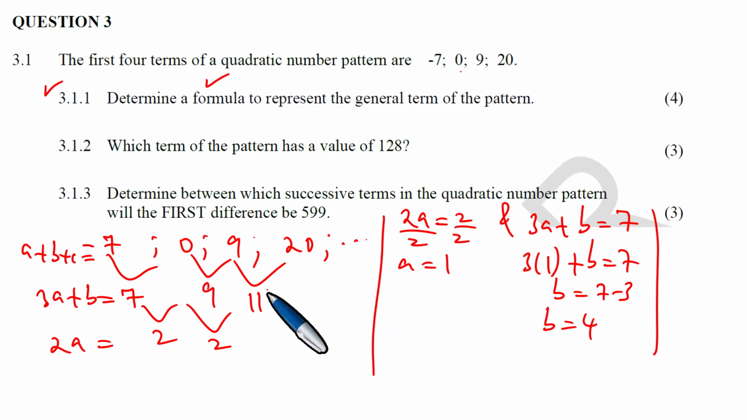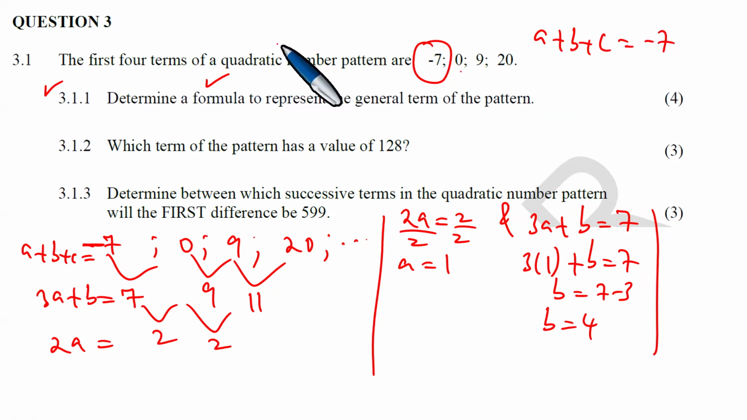And we have the last but not the least, which is a plus b plus c equals minus 7. Take note of the fact that this is the first term of the quadratic number pattern. So we have a plus b plus c, and this equals minus 7. Always when dealing with quadratic number patterns, this procedure is the same. Take note of how we realize the second differences in the pattern. So we have the second differences here, and here we have what we call the first.